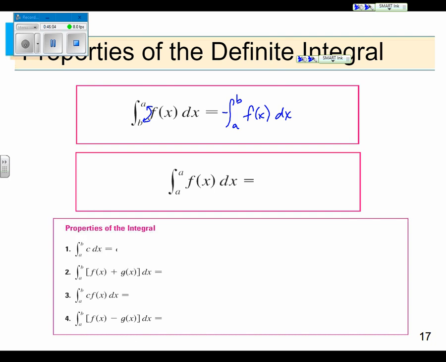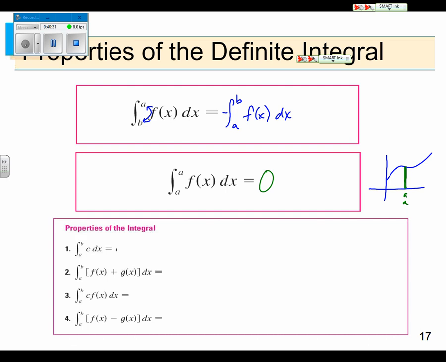Now, again, let's draw out what this means. I'm just going to make up a random f of x right here. Suppose I want to find the area underneath this curve from a to a. That has no width. Something with 0 width times the height is going to be 0. Okay?